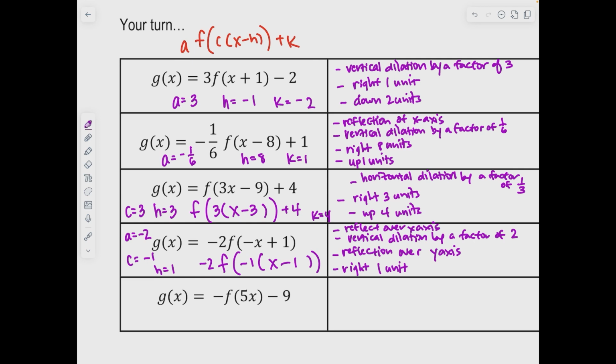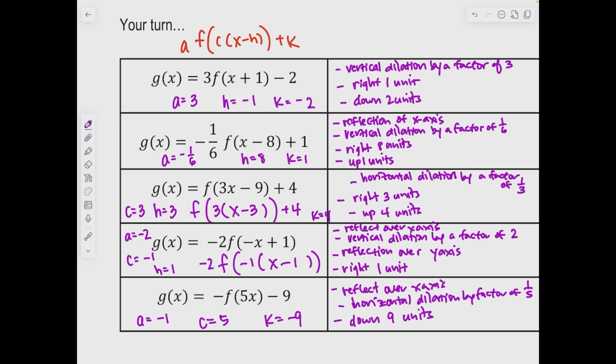This last one, my a value is negative 1, my c value is 5, my k value is negative 9. So negative a value, reflect over x-axis. c value is 5, horizontal dilation by factor of 1/5, the reciprocal, and then k is negative 9, so I'm going to go down 9 units.